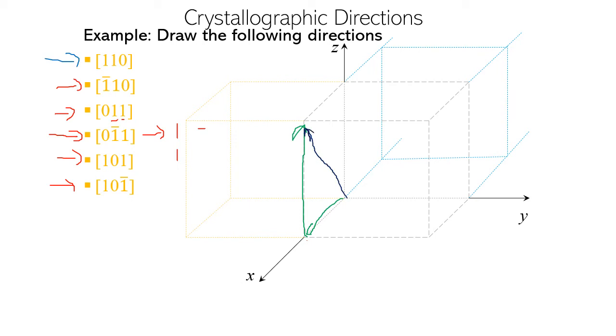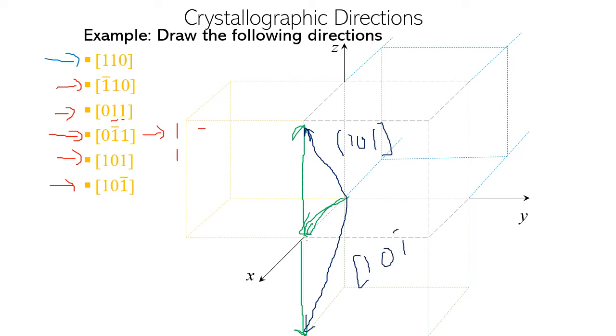And then 101 bar. So 1 unit along x, and 1 unit along negative z. So negative z, that is the point. So this is 101, and this is 101 bar. Okay, hopefully you understood how to draw them.